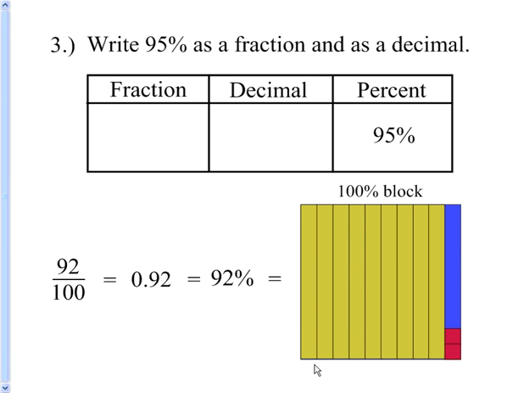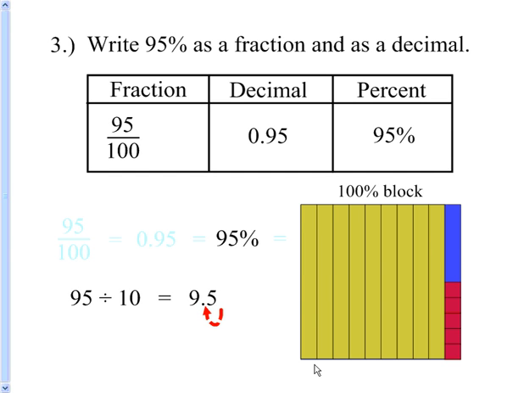91/100ths or 91%, 92/100ths, 92%, 93/100ths, 93%, 94, and 95/100ths or 95%. So here we can see the fraction equivalent of 95% is 95 over 100. And that makes sense because percent means out of 100. So 95% is the same thing as 95 out of 100 or 95 100ths for a fraction. And then the decimal is 95/100ths.